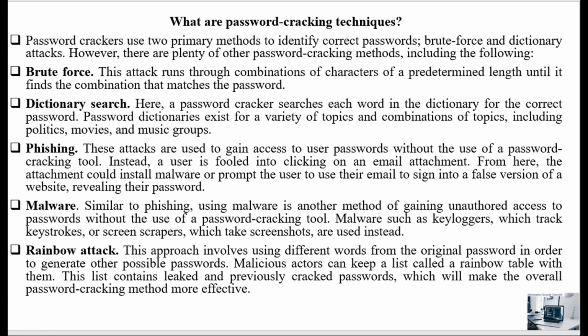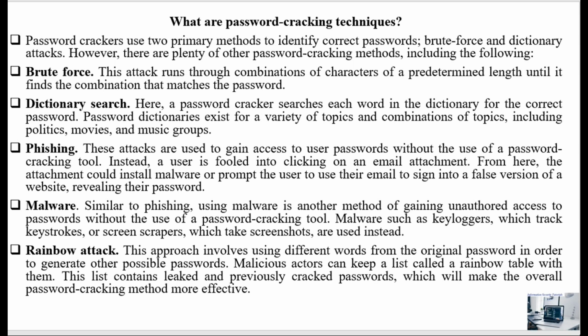Now, let's move to password cracking techniques. Password crackers use 2 primary methods to identify correct passwords: brute force and dictionary attacks. However, there are plenty of other password cracking methods, including the following. Brute force. This attack runs through combinations of characters of a predetermined length until it finds the combination that matches the password. Dictionary search. Here, a password cracker searches each word in the dictionary for the correct password.